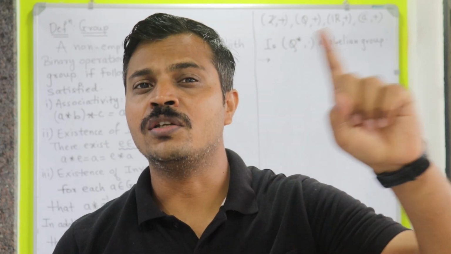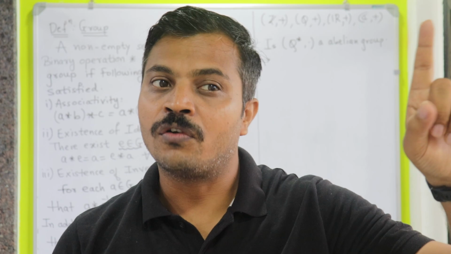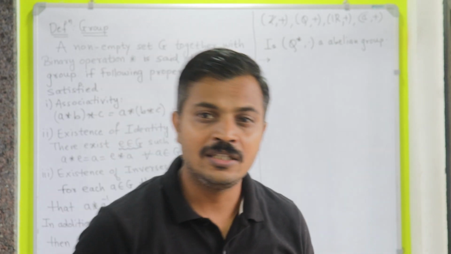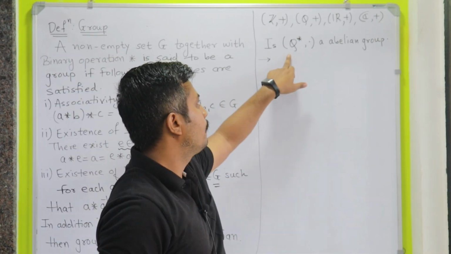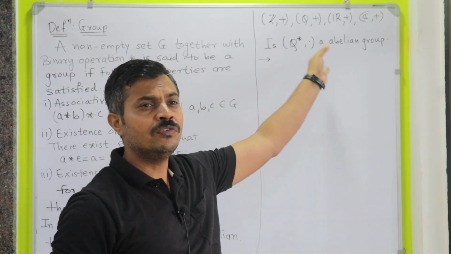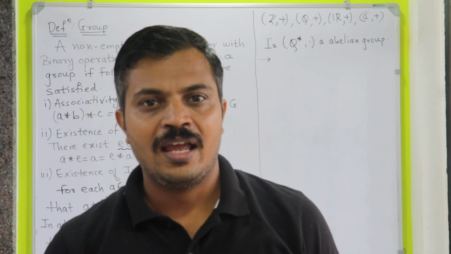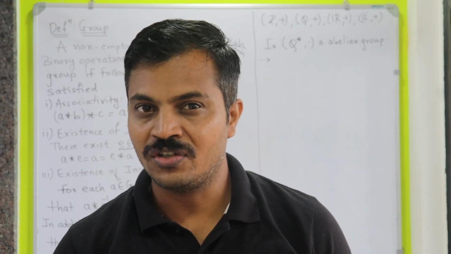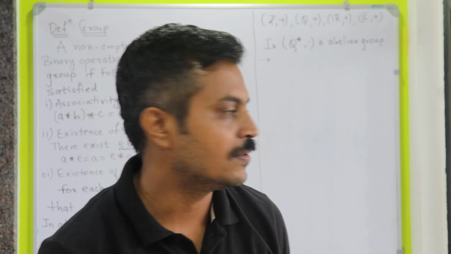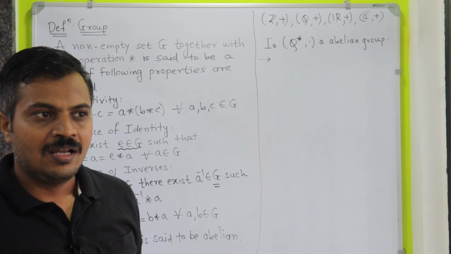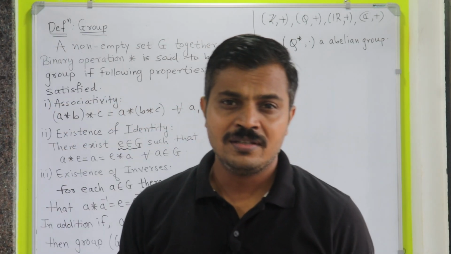Now whenever we remove 0 from the set of rational numbers, we denote that set by Q star. Similarly, if we remove 0 from R, that will be denoted by R star, and C star for the set of complex numbers. Now one by one we will verify the properties.